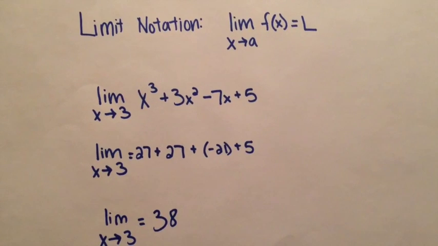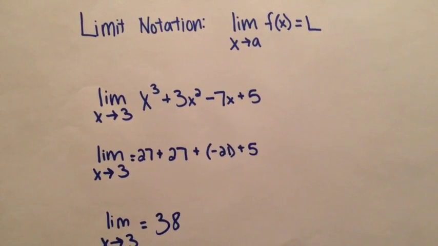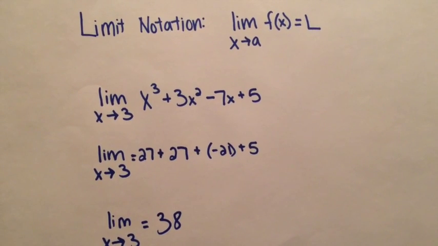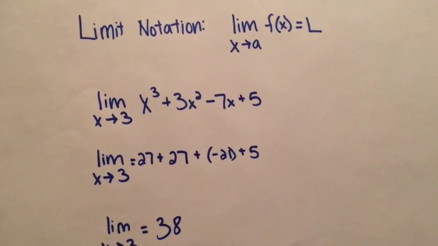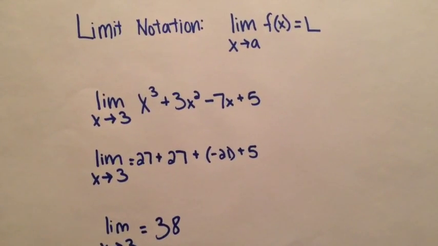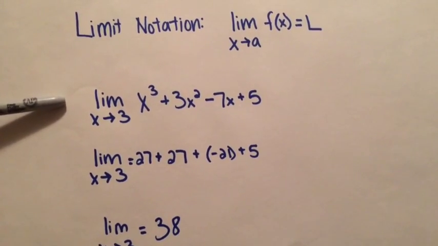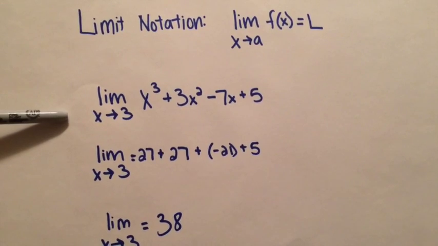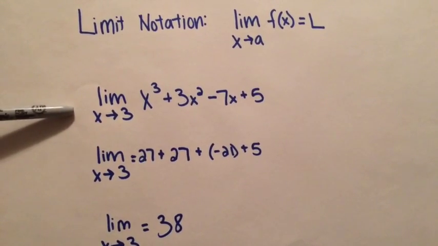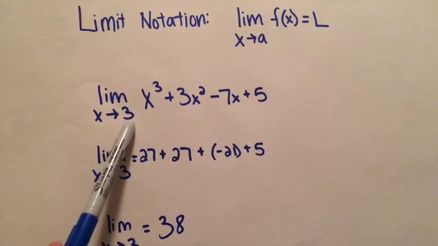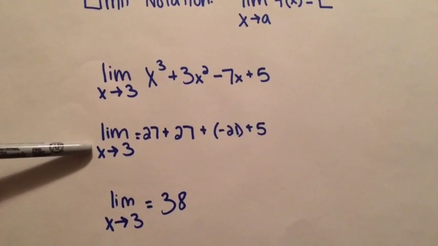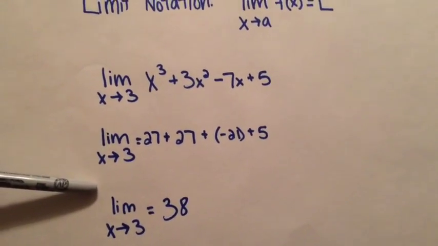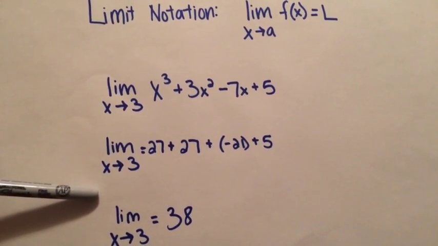Limit notation for rational numbers is: as x approaches a, f(x) will equal L, which is the limit. So if you have an equation such as the limit as x approaches 3 of x to the third plus 3x squared minus 7x plus 5, you would plug in the 3 that it's approaching and you would get your limit. So doing the math, it would end up with 38 as the limit as x approaches 3.